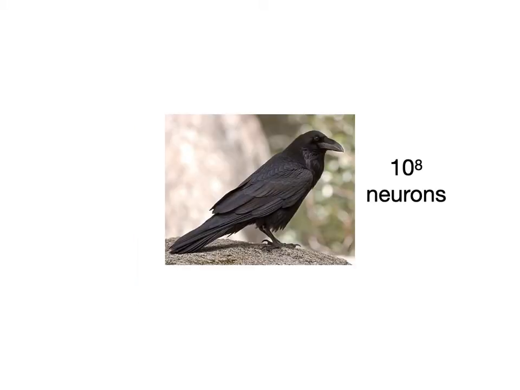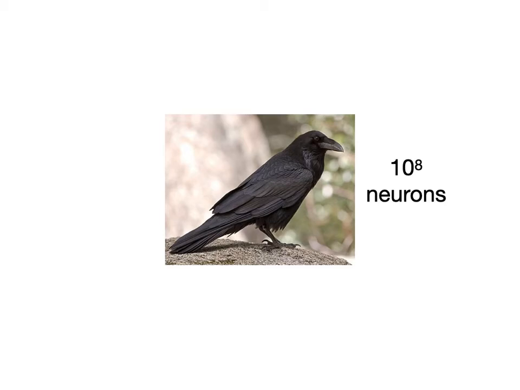Keep scaling down, crows have 10 to the 8th neurons. Now, crows are also super clever. We see all kinds of stuff about their intelligence, and that's accurate, right? They are able to solve complex tasks by inventing tools and things like that. It's amazing. But they have fewer neurons than a cat, and that's interesting, right?